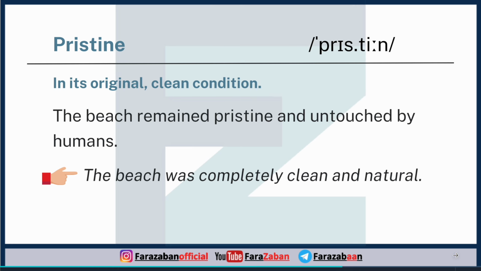Pristine. In its original or clean condition. The beach remained pristine and untouched by humans. The beach was completely clean and natural. Pristine.